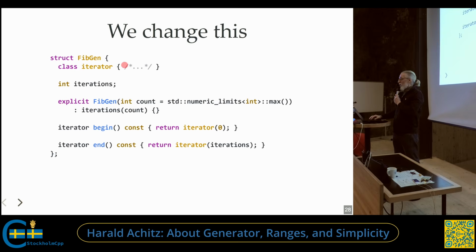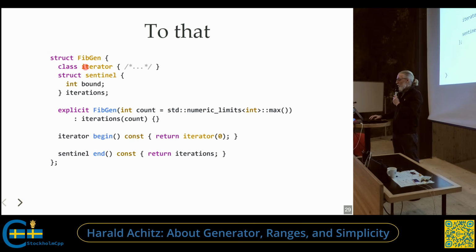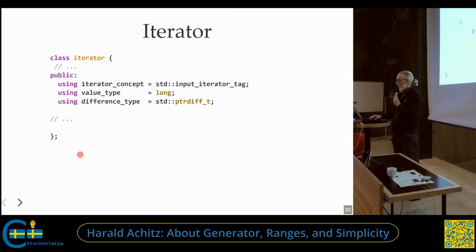So we started with this. What we do is we change this to having the sentinel here, which keeps then the value, how many iterations we do. And the end iterator is now the returned sentinel. In the iterator itself, we make in the public interface these type tags so that we fulfill the concept of the iterator.